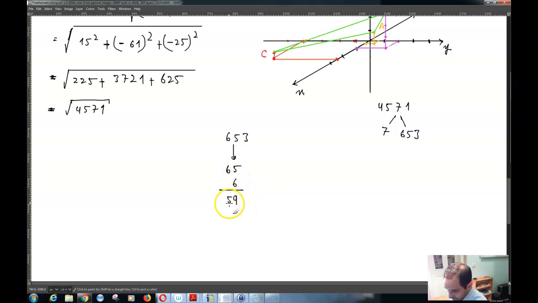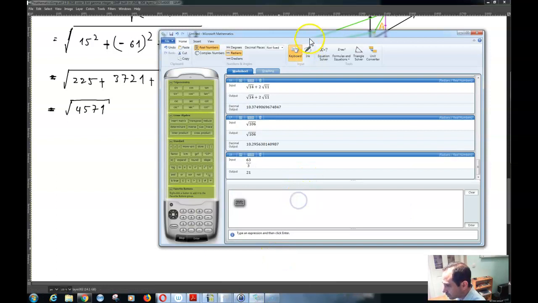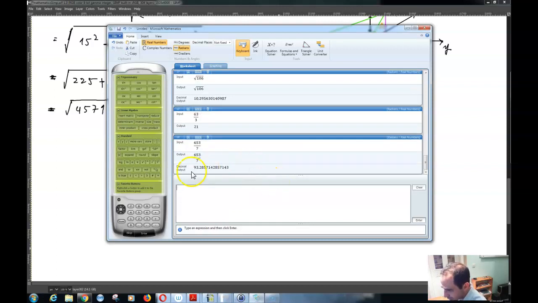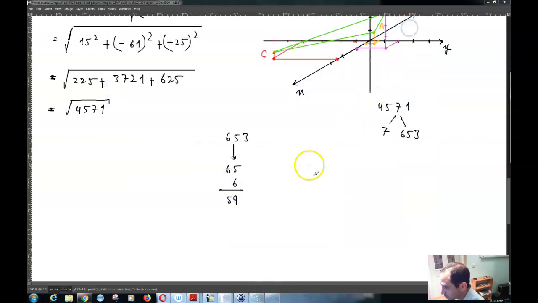59 is of course not a multiple of 7: 7 times 7 is equal to 49, 7 times 8 is equal to 56, 7 times 9 is equal to 63. So this number is not divisible by 7. And you can see it over here as well. 653, if I divide it by 7, I will get 93.2857 and so on and so forth. So the number is not divisible.